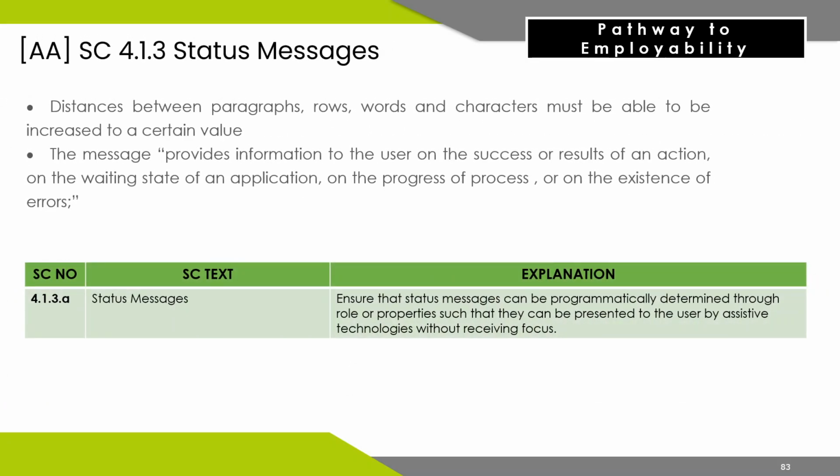The requirements for success criterion 4.1.3 status messages are: 4.1.3.A Status messages. Ensure that status messages can be programmatically determined through role or properties such that they can be presented to the user by assistive technologies without receiving focus.